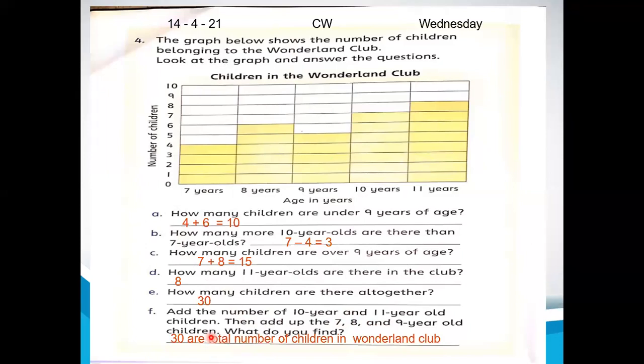So what we will write here? 30 is the total number of children in Wonderland color.